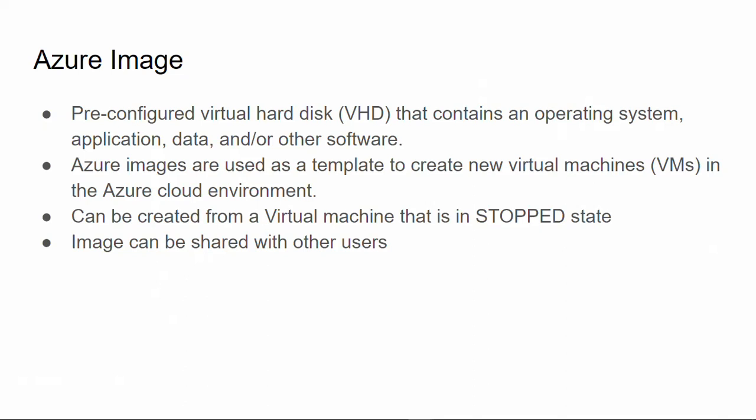It can be created from a virtual machine that's in a stopped state, which is understandable. If a virtual machine is running, it's constantly reading from and writing into a disk. It's very hard to identify a stable state of that disk, right? There is so much stuff cached. Only when it's stopped can you start creating an image from the hard disk. Images can be shared with other users too.